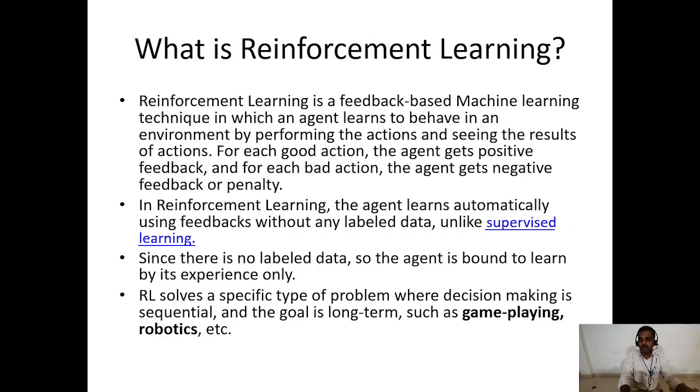So what is reinforcement learning? Reinforcement learning is a feedback based learning technique in which an agent learns to behave in an environment by performing actions. What actions are performed by the agent? Here two types of actions are performed. For a good action, it gets positive feedback, and for each bad action, it gets negative feedback. Based on that, the agent performs the action. This is called a feedback based machine learning technique.